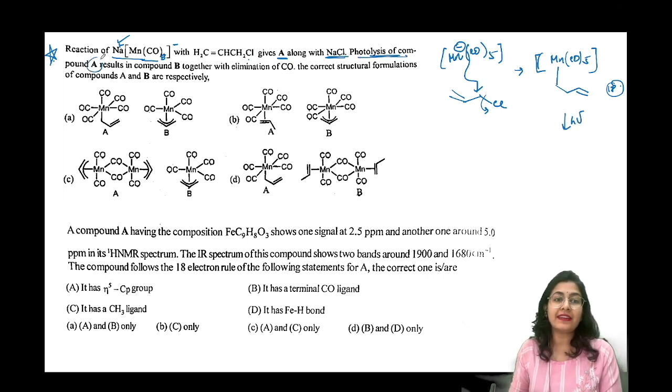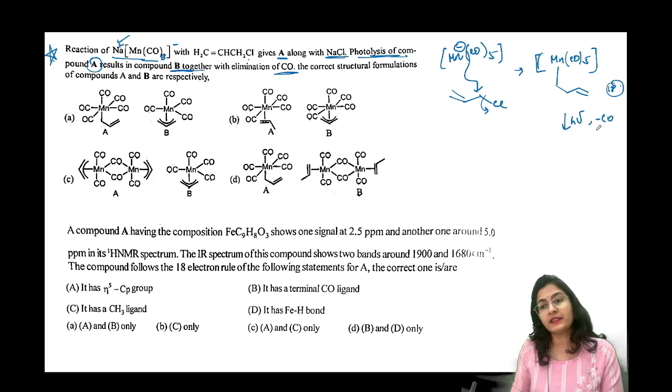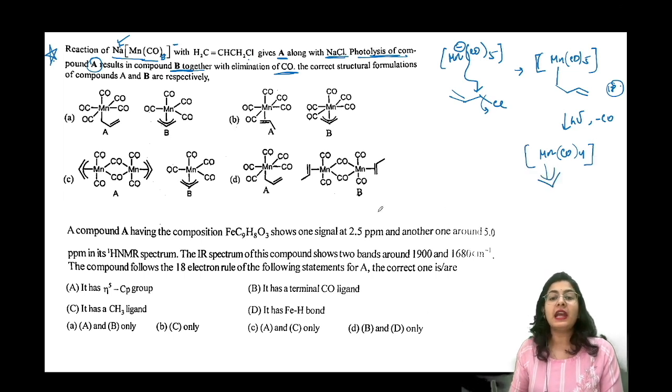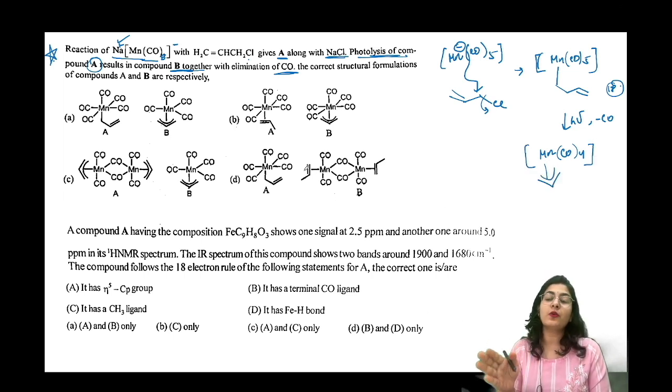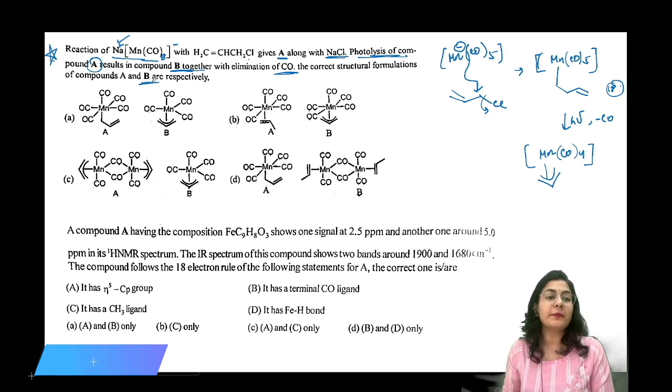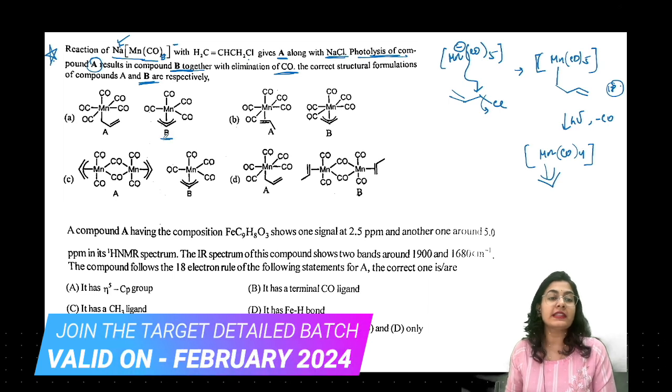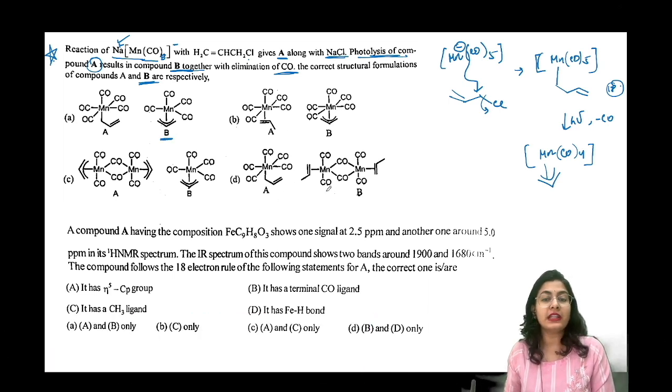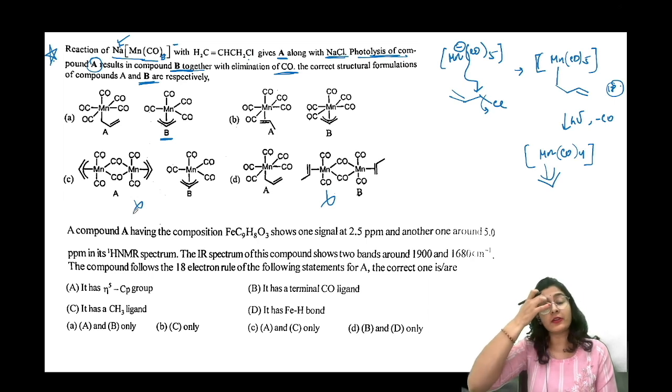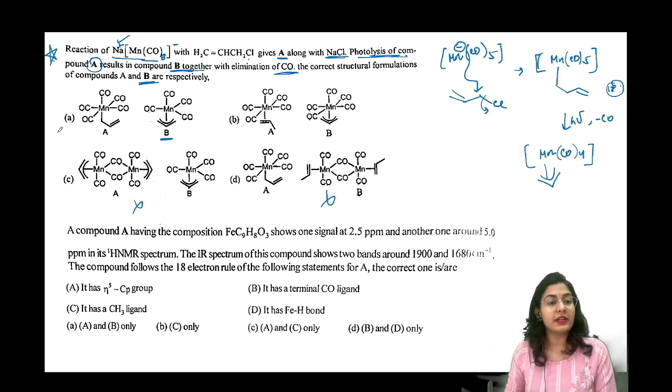Photolysis of the compound A results in a compound B together with elimination of CO. So definitely minus CO, what will happen from that? It becomes MnCO4, but that is going to decrease 2 electrons, no? So what happens? There is a change in hapticity and the molecule changes from MnCO5 to MnCO4, but eta1 to eta3. So this compound B is going to be like this, eta3. It is not going to be eta1 and dimer it is absolutely not forming. Okay, dimer has already broken and come. So this is going to be the correct answer.